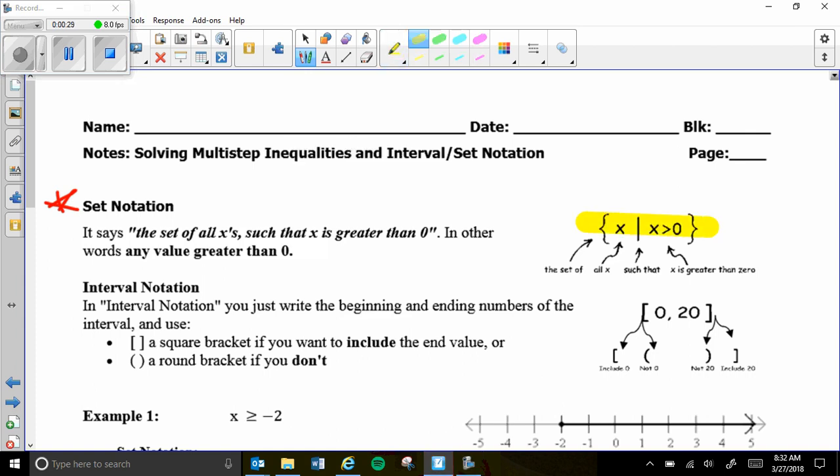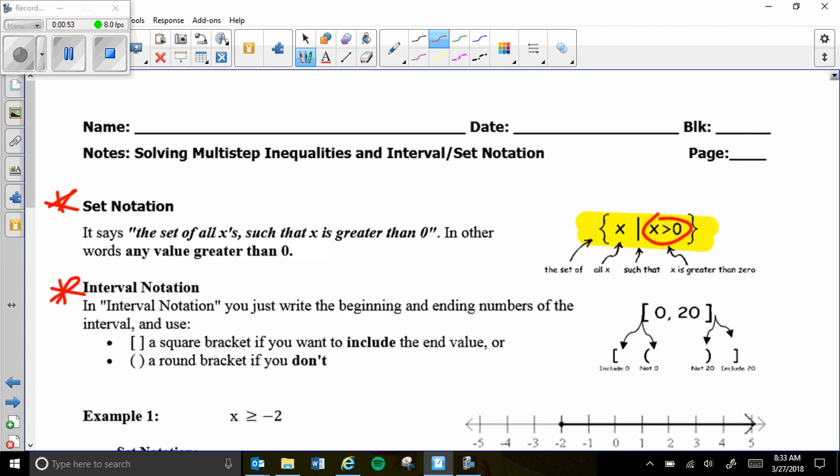If we look over here, again, we have those braces, which indicate that we're talking about a set of numbers, and then we write our variable x, draw our vertical line, which indicates such that, and then we write our inequality and end it with a brace. So that's set notation.